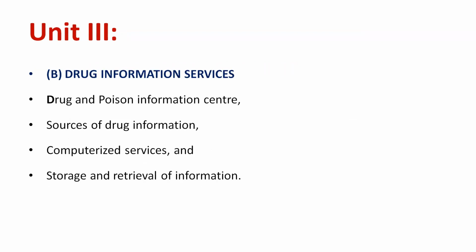In the Unit 3, again in the subheading B, we'll be studying about drug information services, where we'll be studying drug and poison information center, their role, why it is necessary to have a drug information or poison information center in the hospital, the sources of drug information, computerized services, how it helps the community pharmacy or hospital pharmacist or clinical pharmacy by generating the computerized services, how we can maximally utilize the computer here, and the storage and retrieval of information.